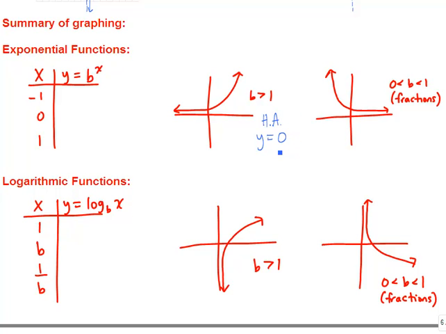For logarithmic graphs, you want to make a table, and your x values that you want to use should always be 1, the base b, and 1 over the base. If the b is bigger than 1, you get this growth shape. If the base b is a fraction, you get this decay shape. And this time we have vertical asymptotes at x equals 0, and that will only change if you have a horizontal shift left or right.